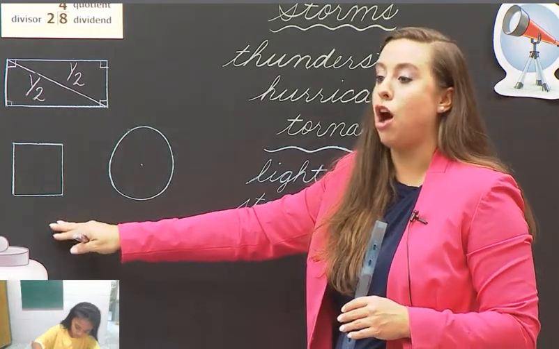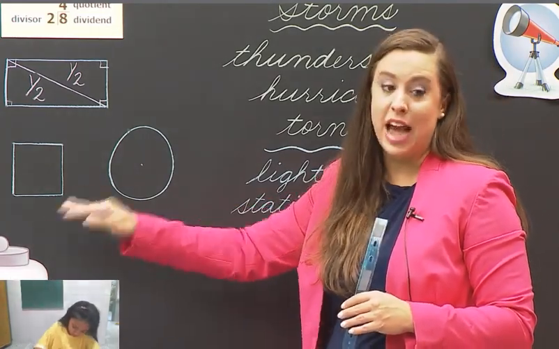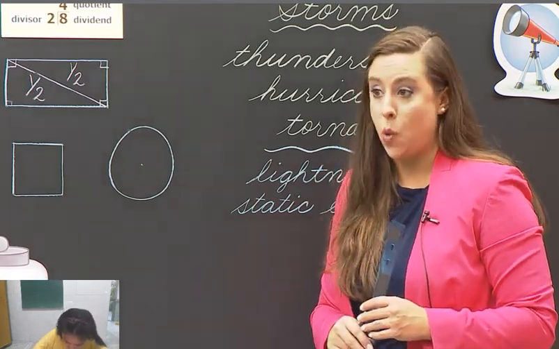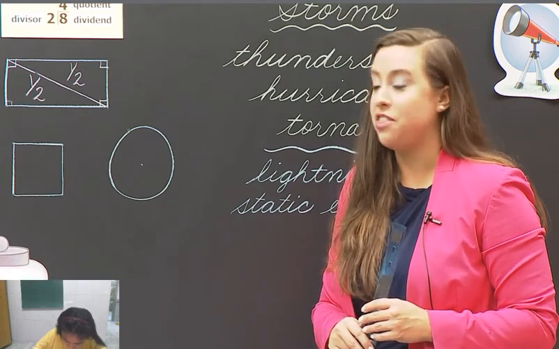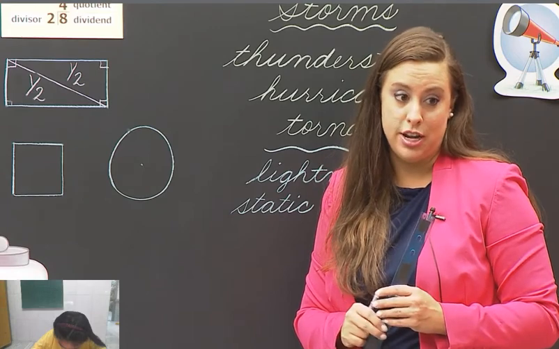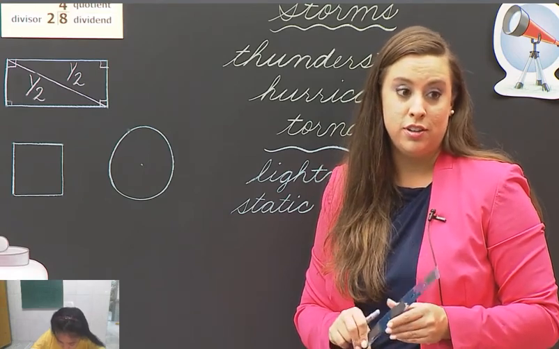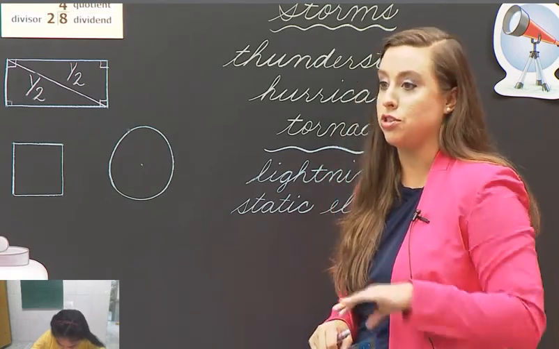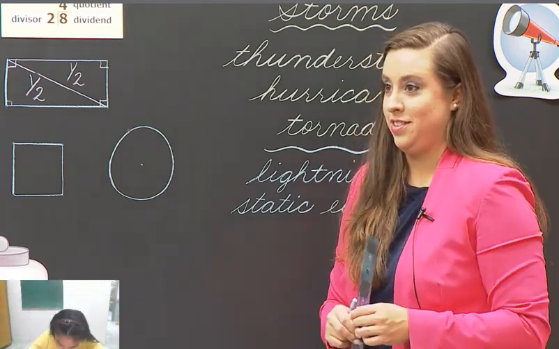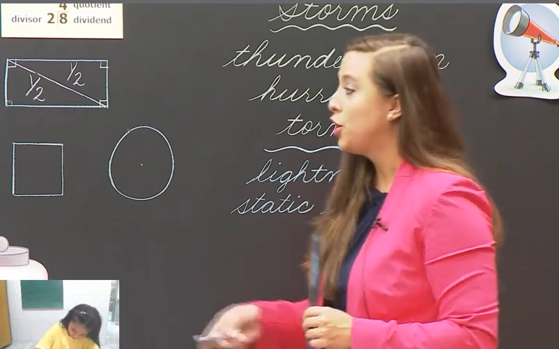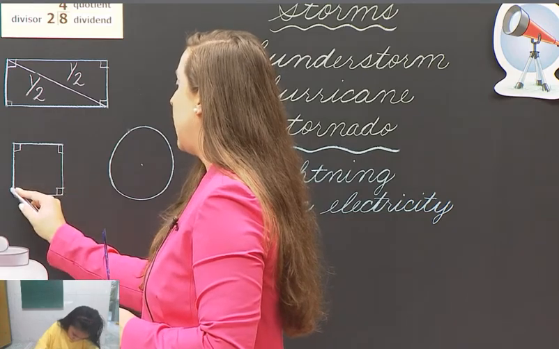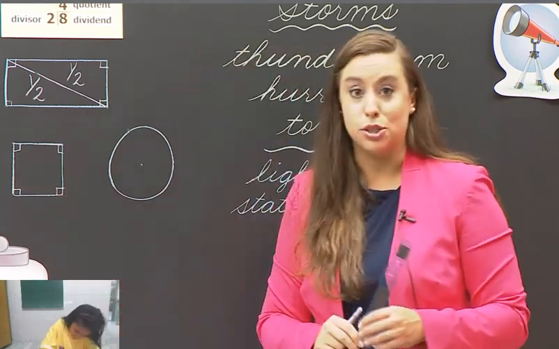Now, on your paper, draw a square as close to exact as you can. How many vertexes are in a square? Jacob? 4. Good, there are 4. We have 1, 2, 3, and 4. How many sides are in a square, Josh? 4. Good. How many right angles are in this square, Gage? 4. You are correct. I could have a right angle here. 1, 2, 3, and 4. Those are all of my right angles.